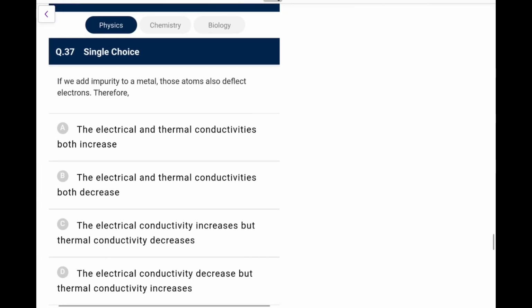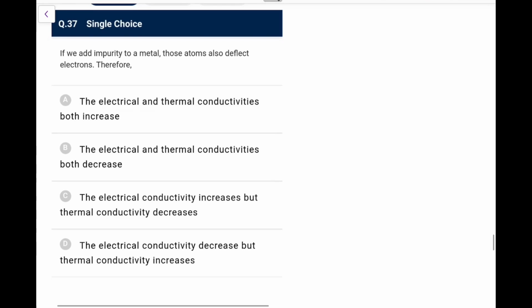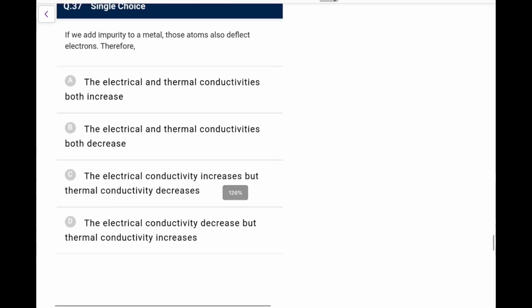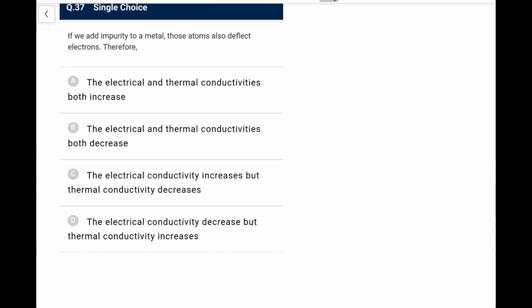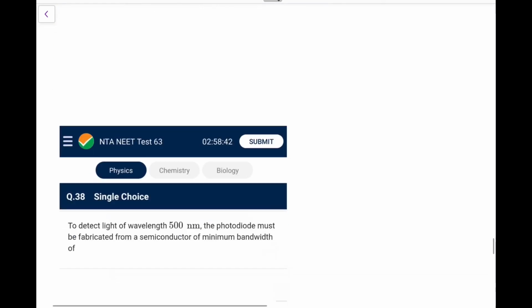Next one, if we add impurity to a metal, then those atoms deflect electrons, therefore, we have done this also before, the electrical and thermal conductivities both will decrease because of the increased number of collisions. So this is the question that has come before also.